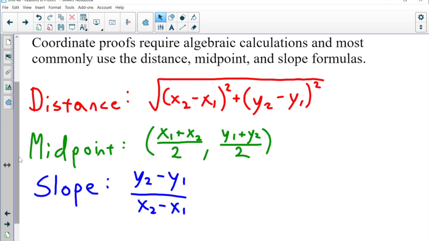So next, I'm going to go through 2 proofs. We'll do 2 of them together today, and then I'll ask you to do one on your own.